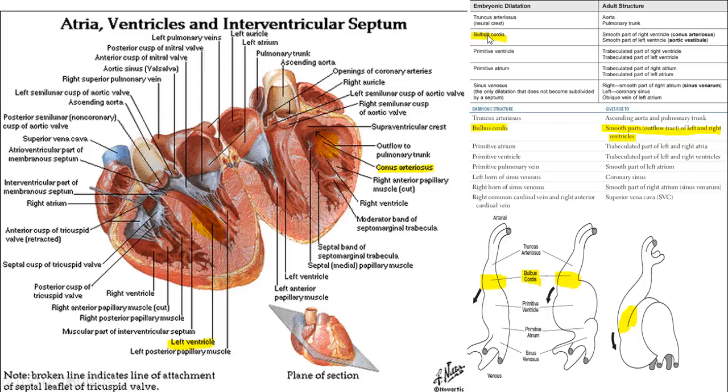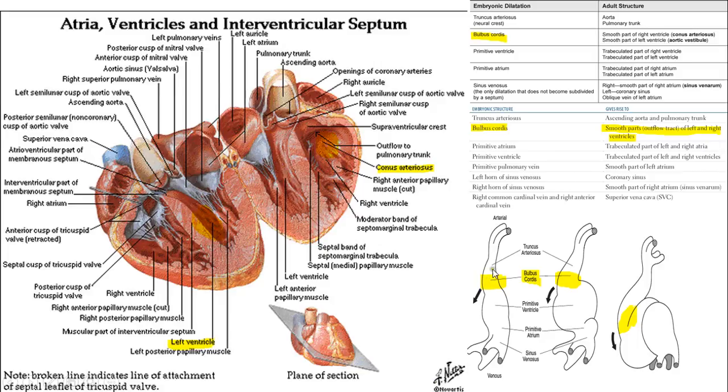The bulbus cordis is going to develop into the smooth parts, the outflow tract of the left and right ventricles. So here's the bulbus cordis, this bulbous looking thing here. This part is going to end up being on the bottom, okay? Which makes sense if you backtrack a little bit. Remember the Truncus arteriosus here? This becomes the aorta and the pulmonary trunk.